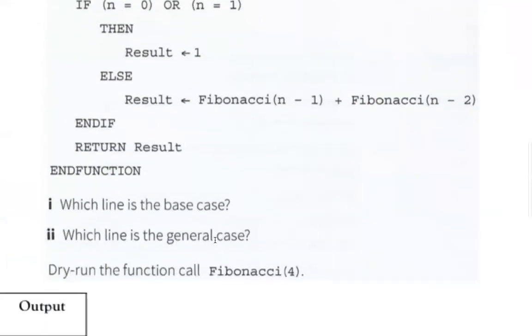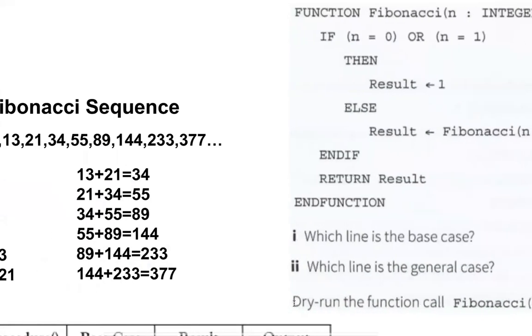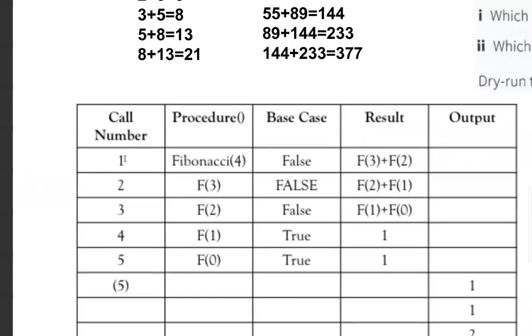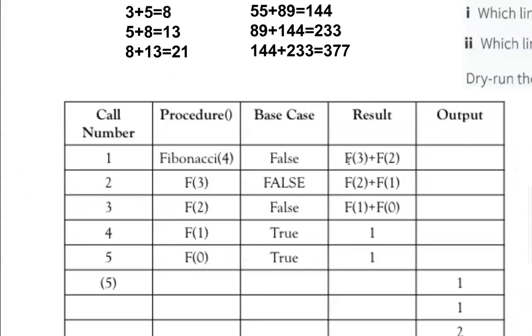Now we are going to dry run the Fibonacci algorithm with the parameter 4. This is what it looks like. My first call of this function is with the value 4. Have I reached the base case? No, I have not. To keep things short, instead of writing the complete word Fibonacci, I have just written F here. It's just an abbreviation, but it means Fibonacci. I don't have a lot of space here.